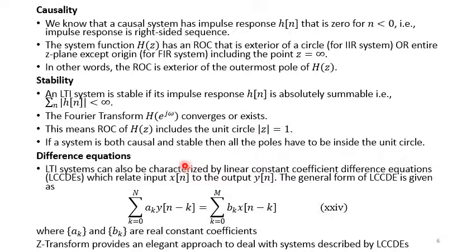If a system is both causal and stable, then all poles have to be inside the unit circle. So that's the condition for the system to be causal as well as stable.